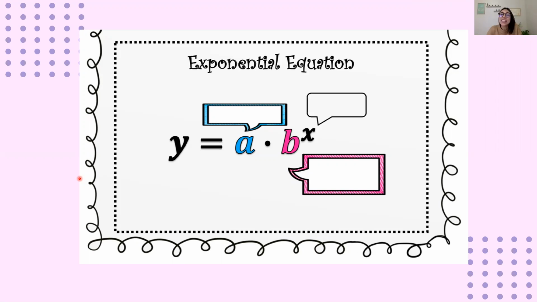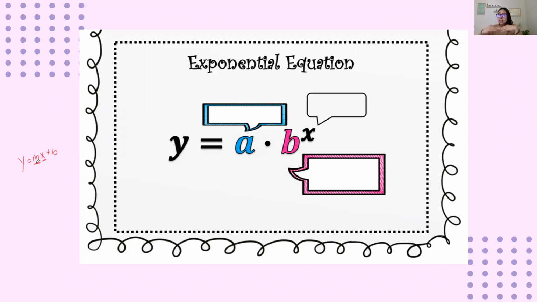Okay, so this is finally your exponential equation. It's y equals a times b to the power of x. Before we actually get into these pieces, I want you to remember that y equals mx plus b is our linear equation. Notice that our x here is right next to m. They're at the same level.